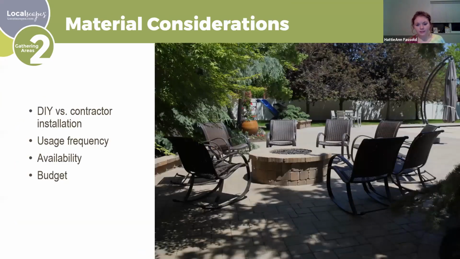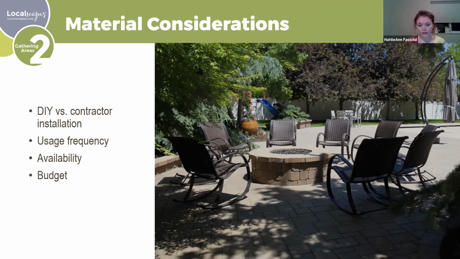All right, so next we want to talk about materials. We know that your gathering areas are not going to be on the lawn, so they're separate from your lawn areas. But then we also want to think about the things that are going to go into your gathering areas. There's a lot of material work you can do on your own, but there is some you may want to have a contractor come and install instead. We'll talk about those different materials coming up.